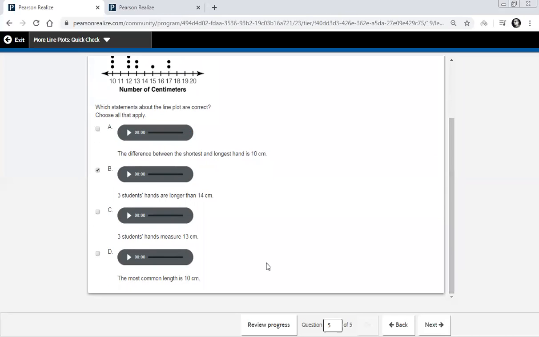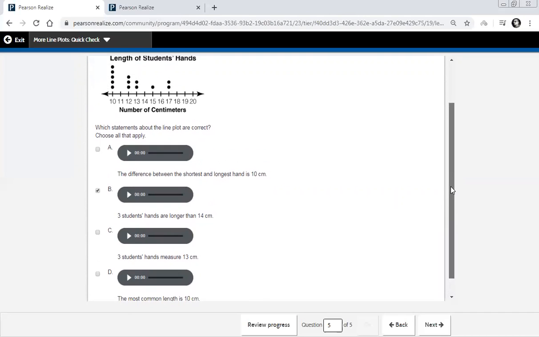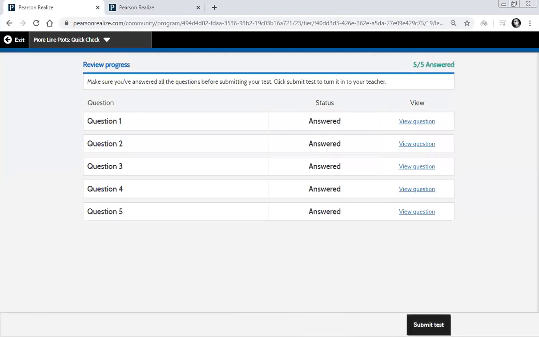Yes, he said that the most common length is 10 centimeters. And we can see here, it's so clear that 10 is the most repeated length. See how many dots it has? 1, 2, 3, 4, 5, much more than 12, 13, 15, and 17. That's why option D, the most common length is 10 centimeters, is totally right. It's totally correct. Now we already finished the first assignment.